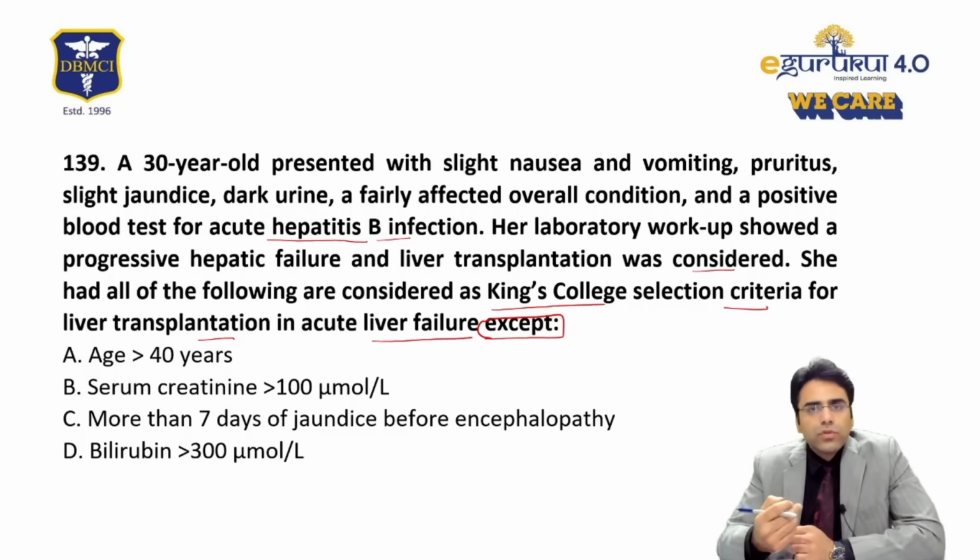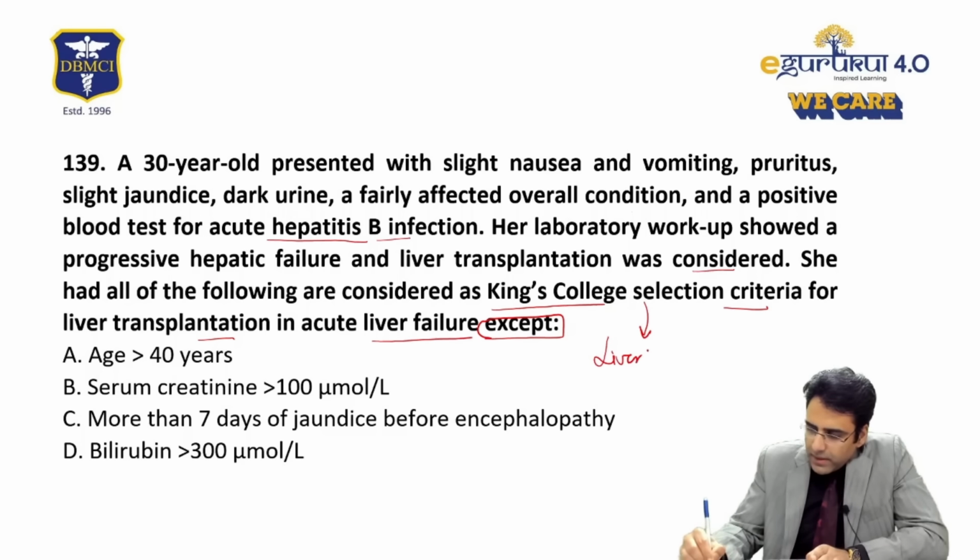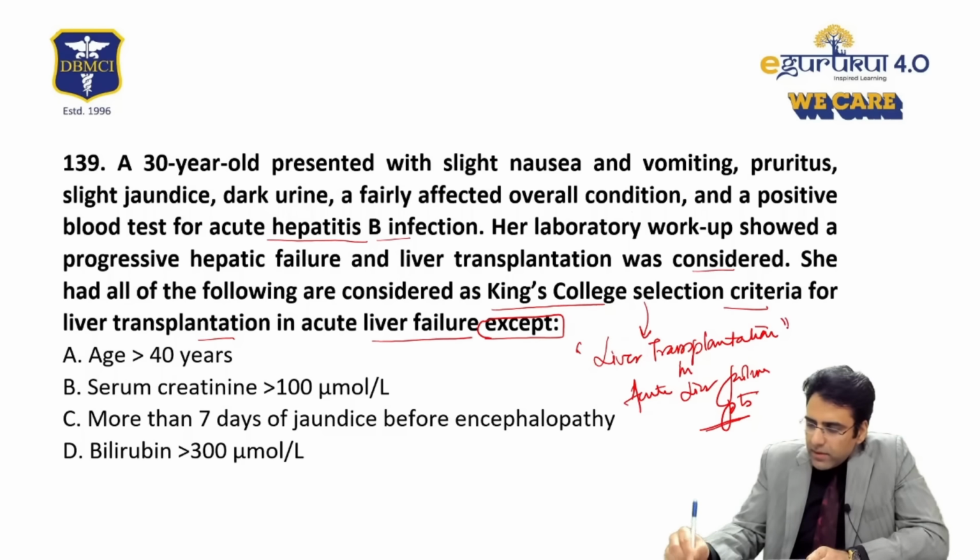Now you see King's College selection criteria, it is used in what? It is used for liver transplantation in acute liver failure patients, and this acute liver failure can be due to acetaminophen or paracetamol toxicity, or in non-paracetamol toxicity patients also. So in short, this criteria is used for liver transplantation in acute liver failure patients. So let us have a look at this criteria.